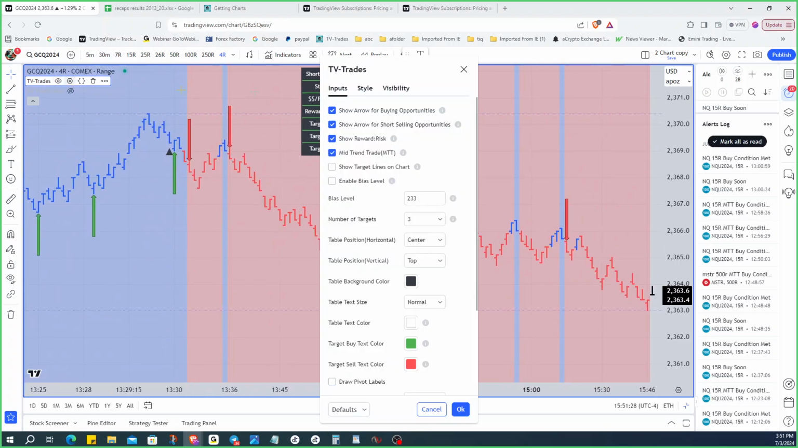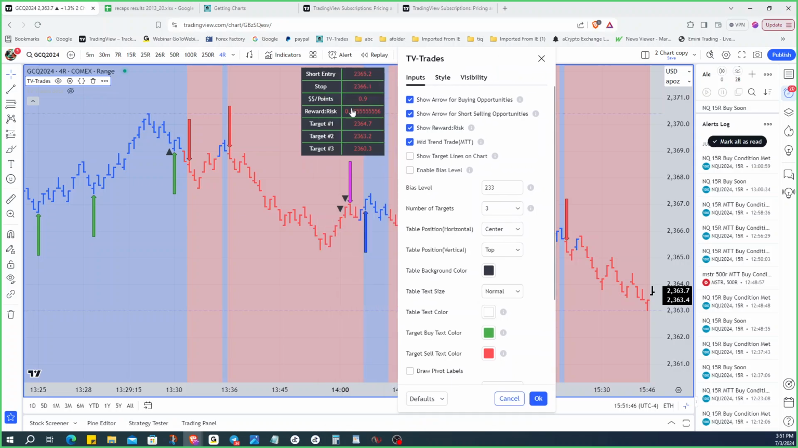Now let me go back in here. I want to go through everything in here. The target lines, I did the bias level. I explained that if you check the bias level, if you check that box, whatever this number is, a simple moving average, it's only going to show longs above that simple moving average. It's only going to show shorts below that simple moving average. So it's going to remove about half of your trades.